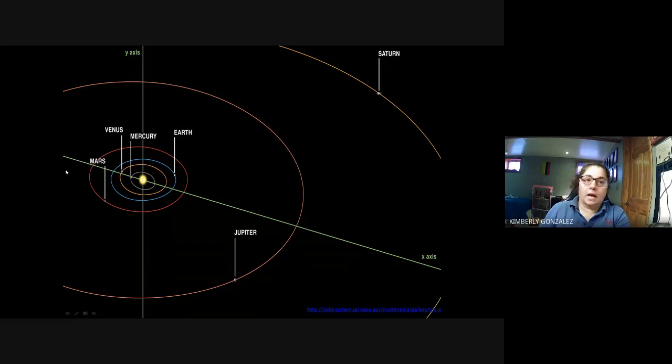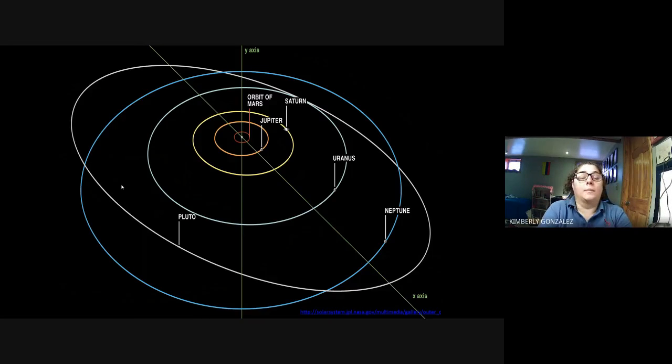Notice that they are not perfect circles. They're kind of elongated a little bit. And they're not all exactly the same. That's important to understand. All of the orbits are not exactly the same size.